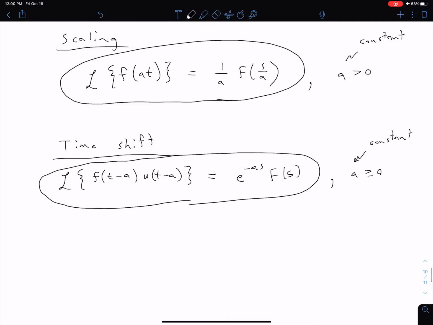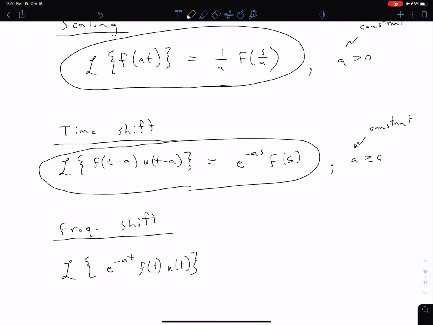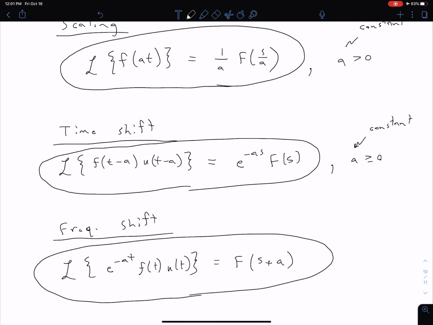Well, what if the operation is reversed? What if we have a frequency shift? It turns out that this is going to correspond to the Laplace transform of e to the minus at, f of t, u of t. Again, the u of t is just there to explicitly define these functions for t greater than 0. And this corresponds to a shift in our frequency domain, F of s plus a. So if we're shifting in the frequency domain, we just have this e to the minus at that comes up in our time domain.